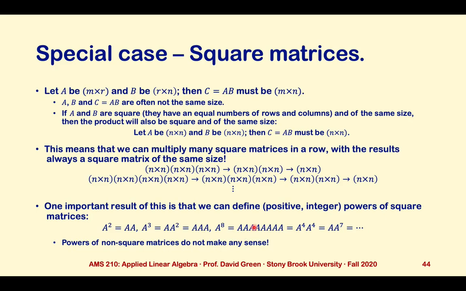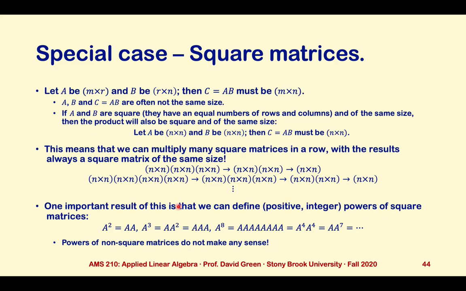The rules of how the exponents add together work in a similar way as exponents of scalars. A to the 8th equals A to the 4th times A to the 4th, or A times A to the 7th, and so on. These powers are well defined for any square matrix. They do not make any sense if we do not have a square matrix. Actually, in general, if a matrix isn't square, we can't multiply it by itself because its number of rows doesn't equal its number of columns.